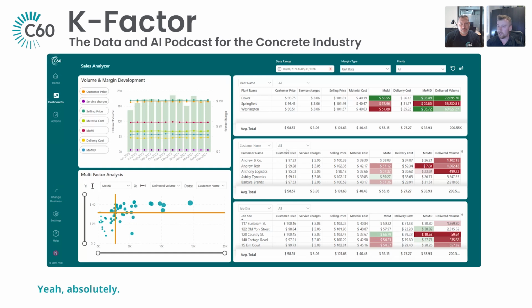Yeah, absolutely. The way this dashboard's designed to provide insights is to show you not only the problem customers, but if you wanted to see the plants that maybe had generated less margin than your other plants, or maybe particular products, you have the flexibility to view all of that just by changing a few different filters.